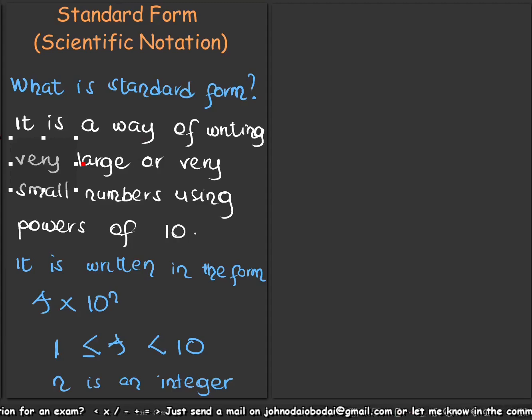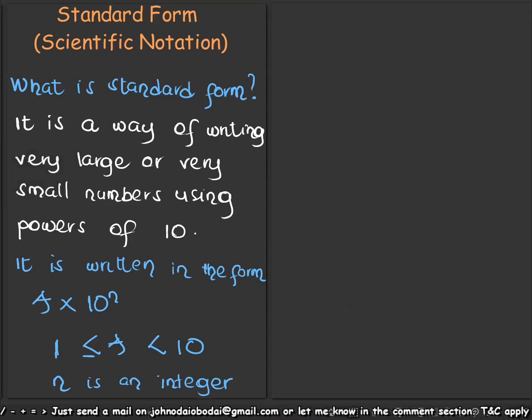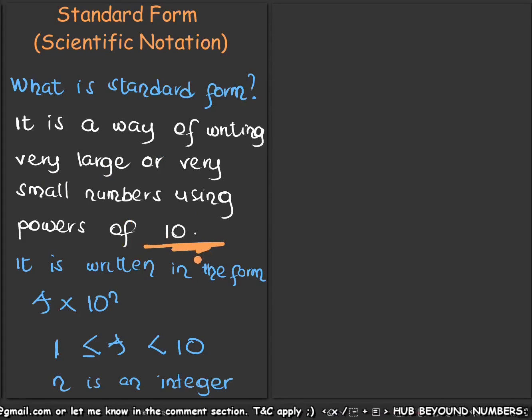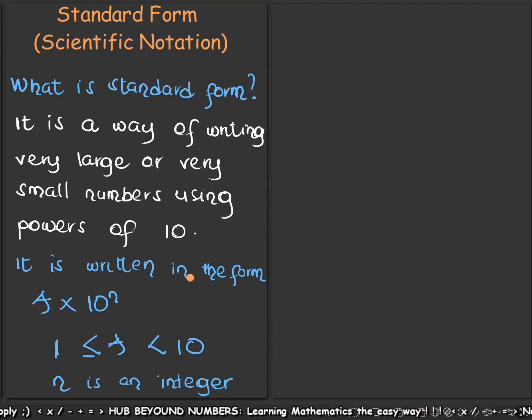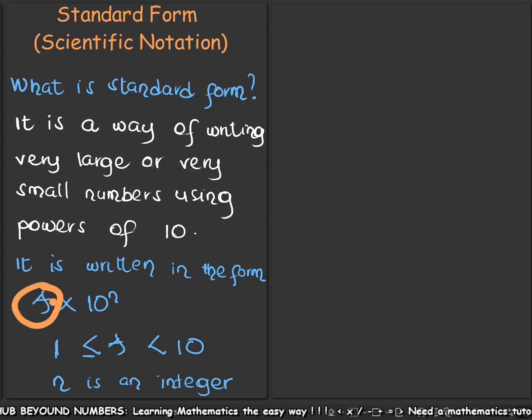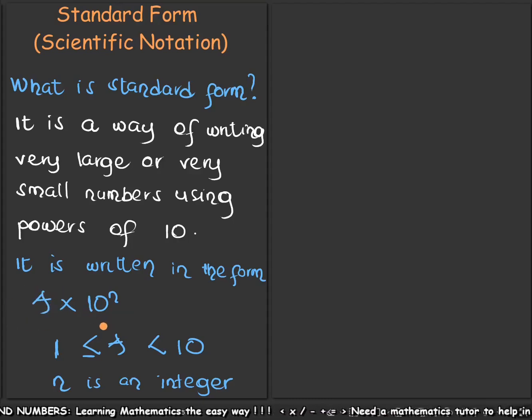So let's start off by first of all explaining what a standard form is. When we talk of standard form, we mean it's a way of writing very large or very small numbers using powers of 10. So if you have a very big number or a very small number you want to write, you want to use standard form. Most of the time, standard form is written as a times 10 to the power n.